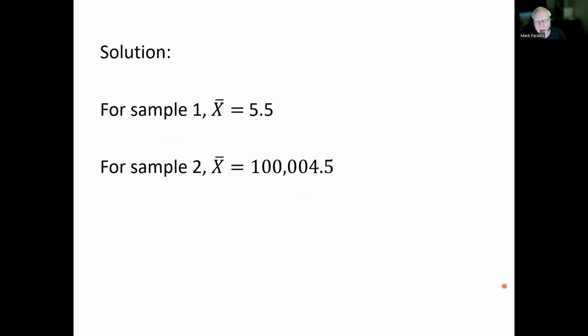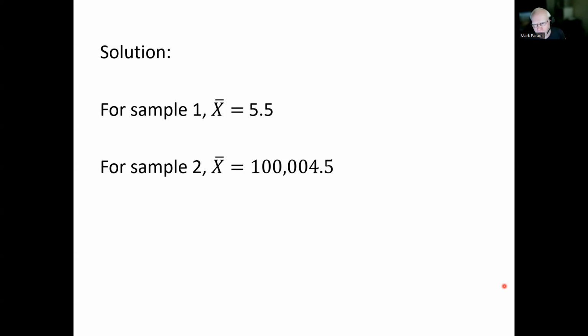So for sample 1, where it's 1 through 10, the sample mean is 5.5, right? And if we look at the data set, I think that does a pretty good job of representing, if we want to be summarizing 1 through 10, where each observation is there and what's the typical value, I think 5.5 does a pretty decent job of doing that.